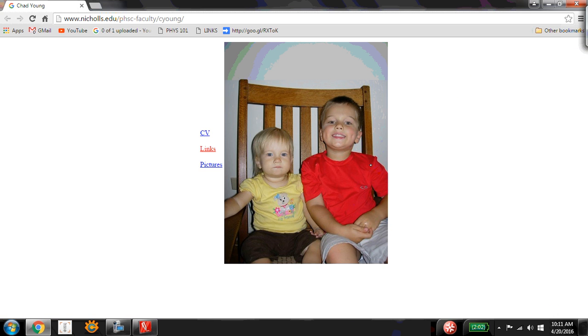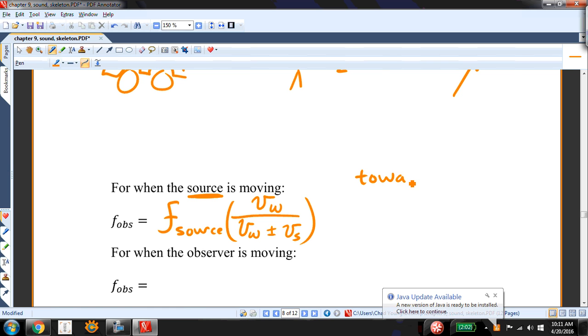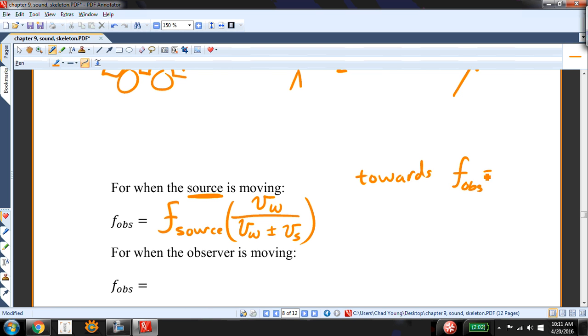And you know what? I always, oops, sorry, there's my kids. I always get these mixed up. I forget which is which. So I just imagine, if I'm moving towards, that means that the f obs, the observed frequency, is bigger than f of the source. And if that's bigger, then that means in the denominator I must have VW minus VS. So if I'm moving towards, then I subtract because that makes this smaller, which makes this fraction greater than 1, which causes my f obs to be bigger than the source.